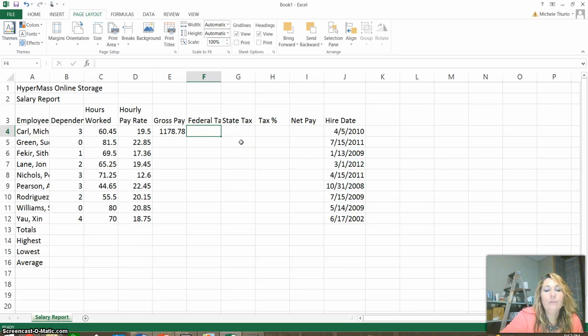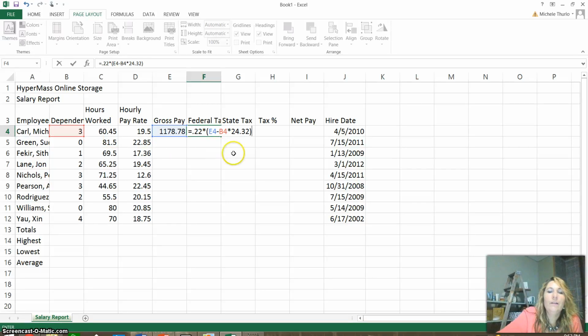So I want to start a formula. I'm going to use the magic equal sign. Okay, and I said I'm going to multiply the whole thing by 0.22. So I'm going to go ahead and type in 0.22 times, we're going to use our order of operations, so I'm going to use parentheses, the gross pay minus my dependents times 24.32. And you always have to have a closed parenthesis if you have an open one.